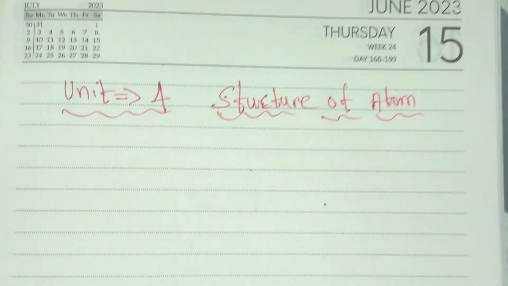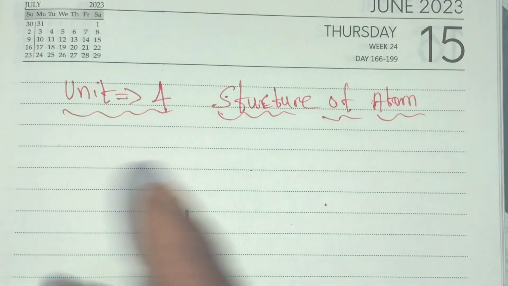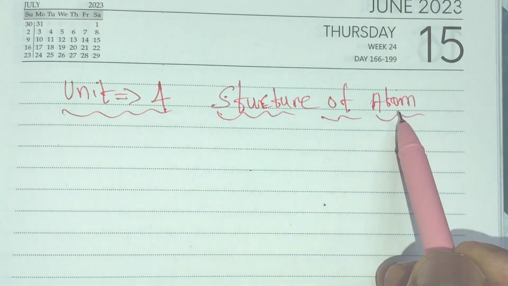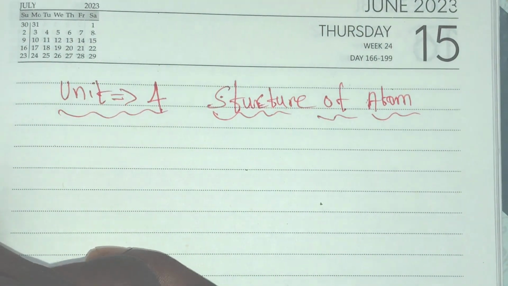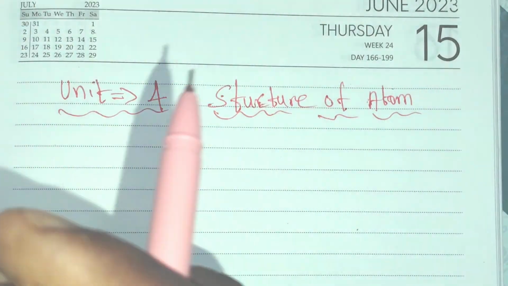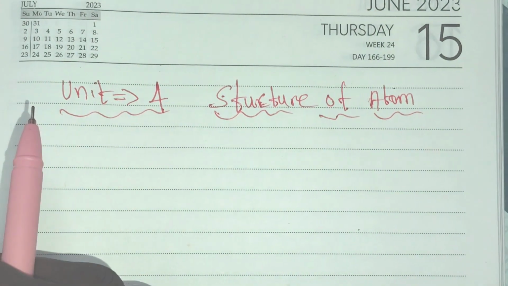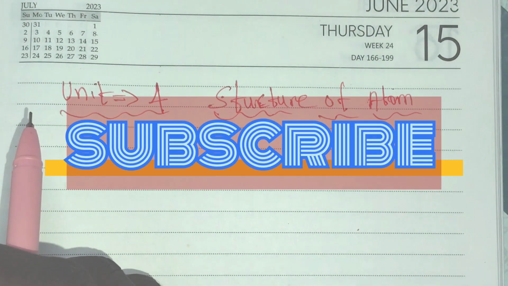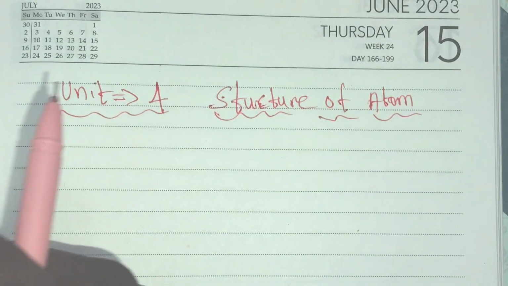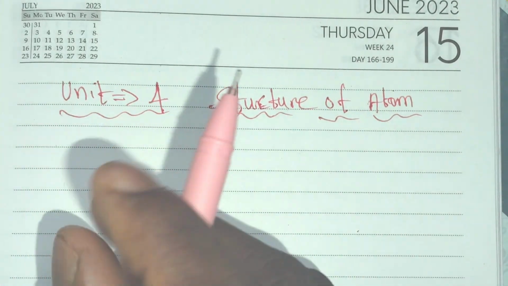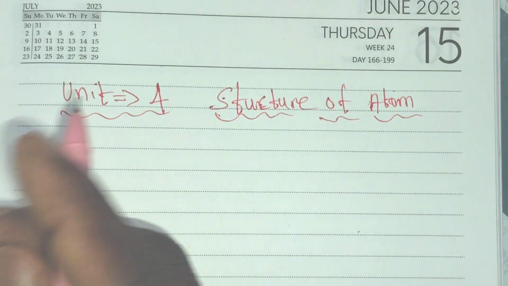Dear NEET student, let's see Unit 4, the structure of atom. Before this, we completed Unit 3. The structure of atom is a very easy topic, and some problematic questions are asked from it in NEET and JEE level.